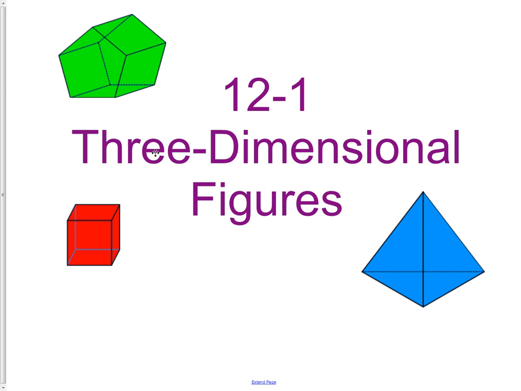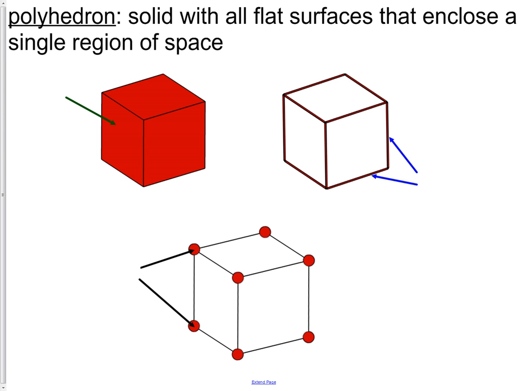We've been studying areas and two-dimensional shapes. Now we're going to move on to three-dimensional shapes, three-dimensional figures. Three-dimensional figures, as a name, are called polyhedron. A polyhedron is a solid with all flat surfaces that enclose a single region of space.